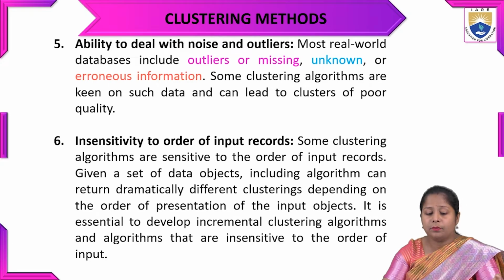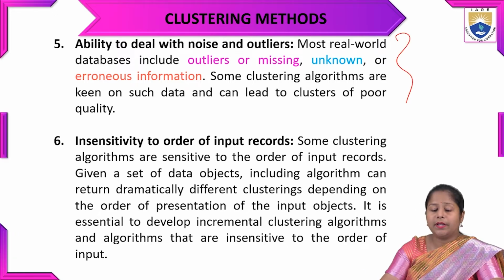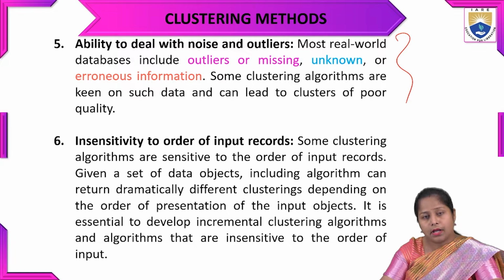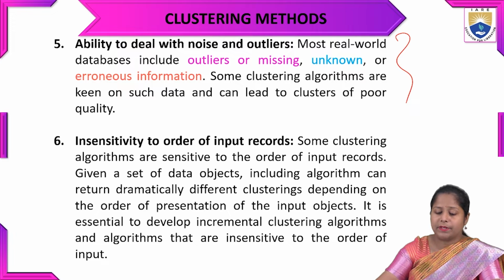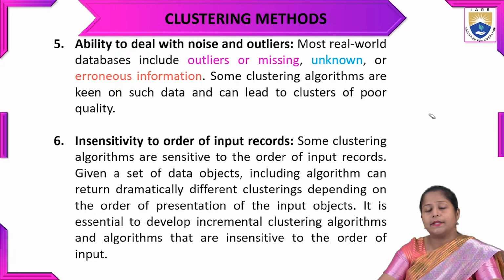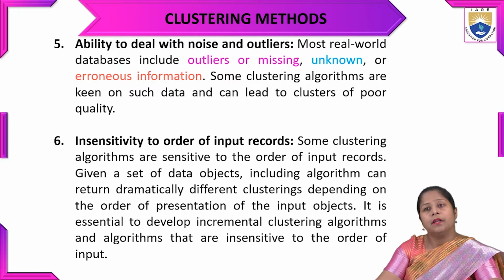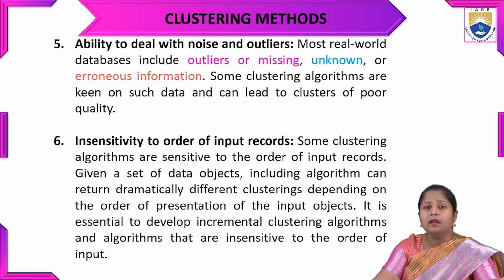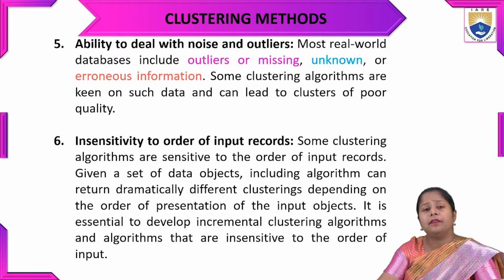Next is the ability to deal with noise, outliers and missing data. Most real world databases have outliers, missing values, unknown values and erroneous information. Some clustering methods are sensitive to such data, which can lead to clusters of poor quality. So there should not be noise, missing data or this type of ambiguity, so that it does not affect making a cluster.